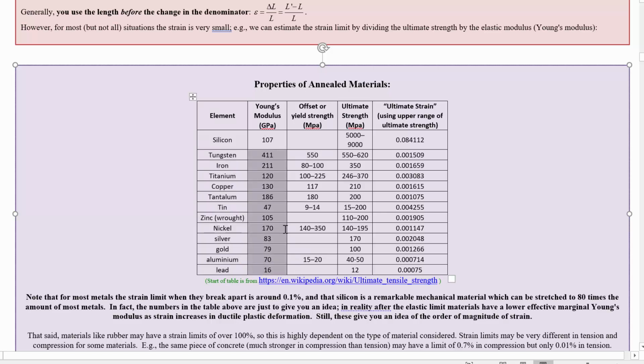Okay, so tungsten has a really high Young's modulus. It's a very stiff metal with 400 gigapascals, and we've got a softer metal like lead with a Young's modulus of only 16 gigapascals. Still, we're in the gigapascal range here, billions of pascals per square meter is the kind of Young's modulus we're talking about here.